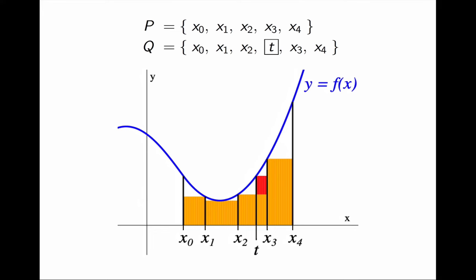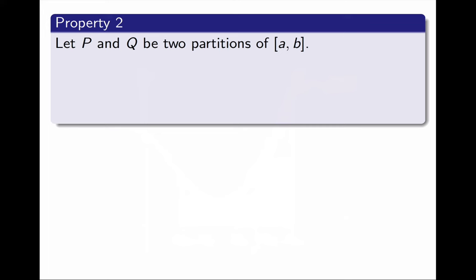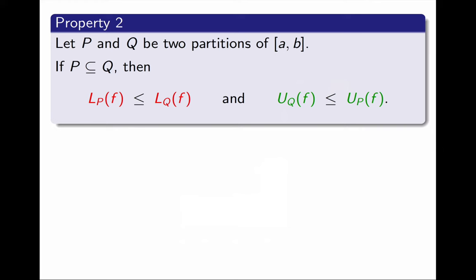We have found the second important property. Let P and Q be two partitions of [a, b]. If Q is finer than P, then Q produces a better lower sum than P. A better lower sum is a larger lower sum. And also Q produces a better upper sum than P. A better upper sum is a smaller upper sum. I have explained why this is the case for lower sums only, but I trust you can repeat the same reasoning for the upper sums. This is helpful when one partition is finer than the other.